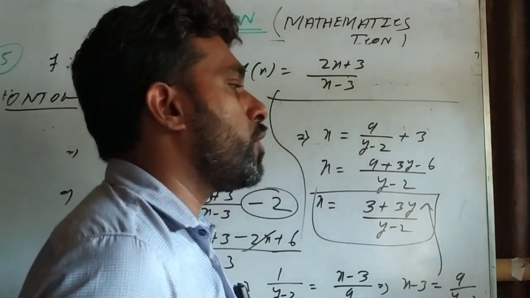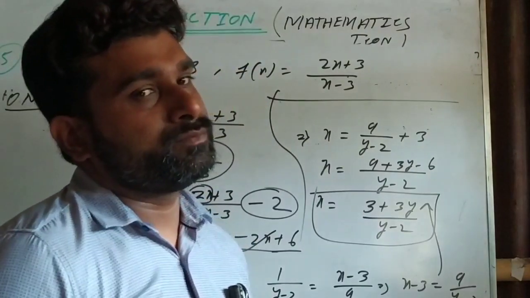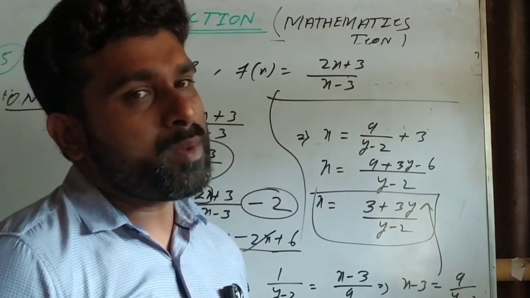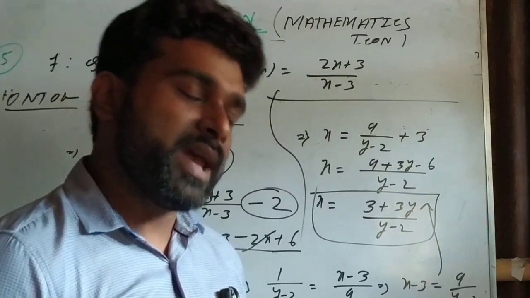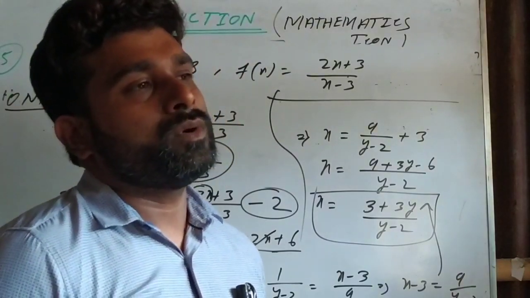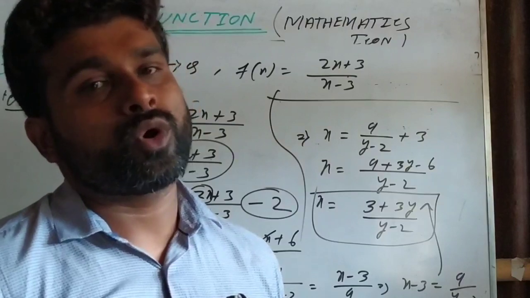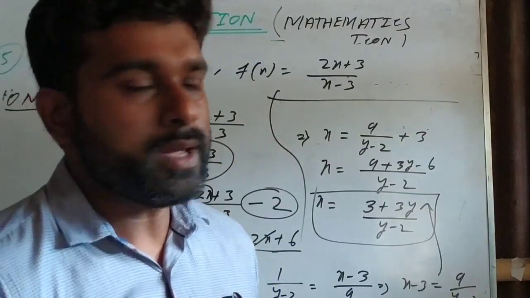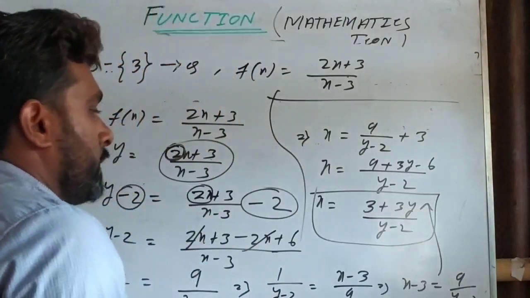So for y equals to 2, there will be no mapping with the input with x. So this function is not onto. So you have to write the statement here.